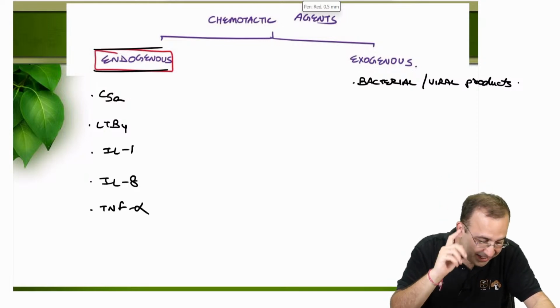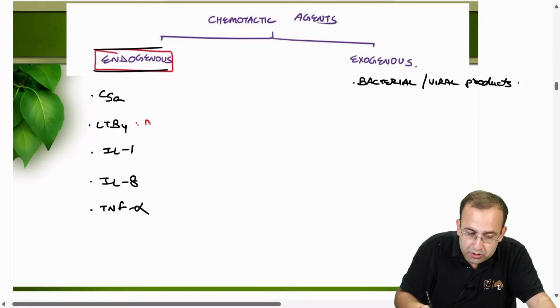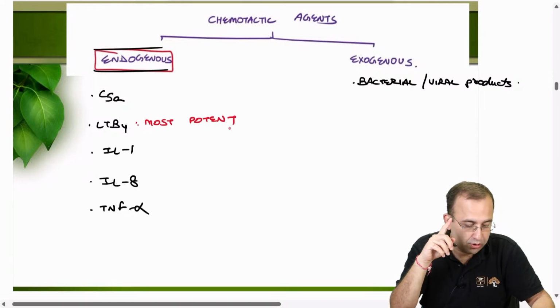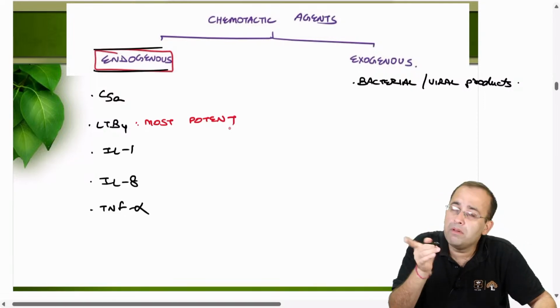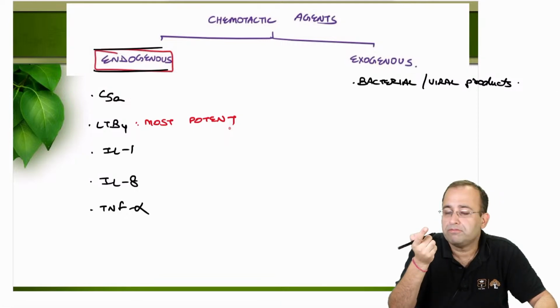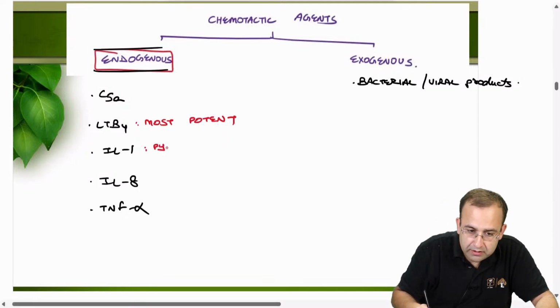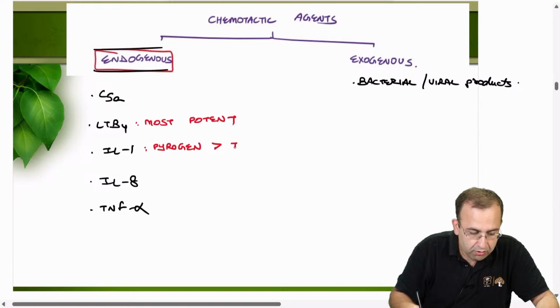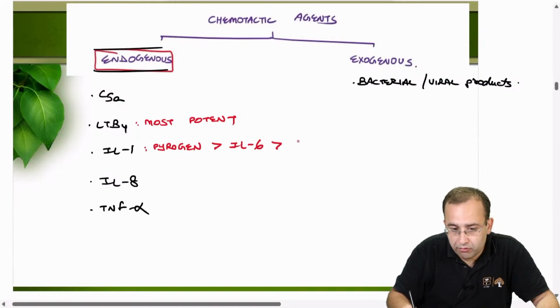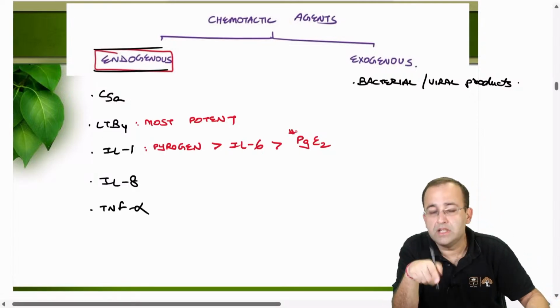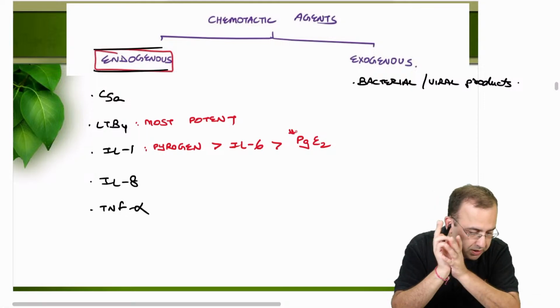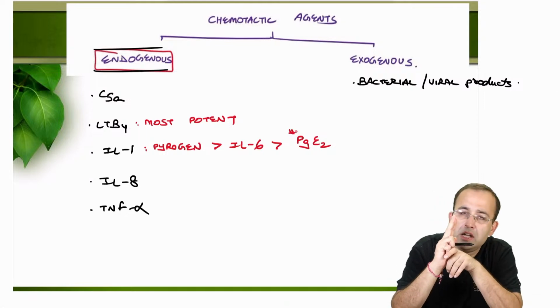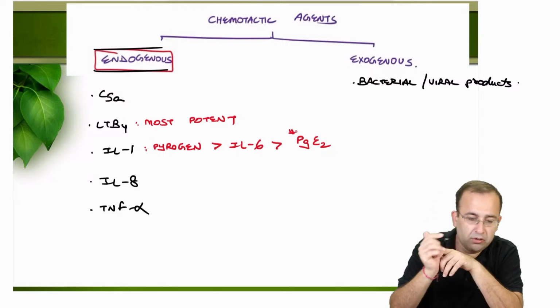Next, Nikesh, you are very right that the most potent chemotactic agent is leukotriene B4, LTB4. The complement protein which is most potent is C5a. Most potent pyrogen, that is, it causes fever: interleukin 1, followed by interleukin 6, followed by PGE2, prostaglandin E2. Please put a star. PGE2 was a recent MBBS segment PYQ, so it can be asked from us. Second most potent pyrogen, interleukin 6, followed by prostaglandin E2.